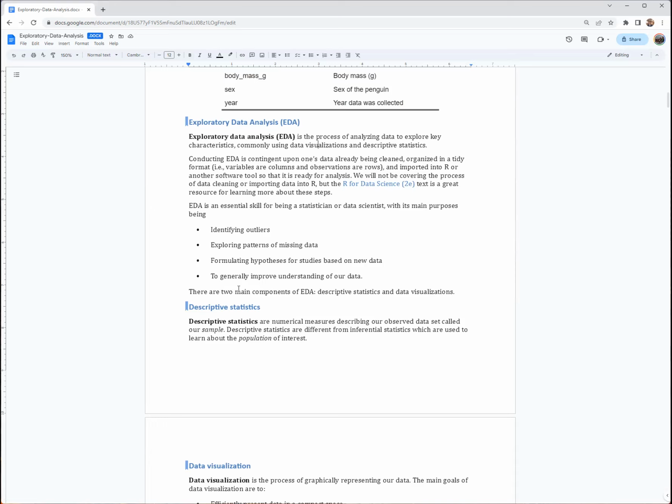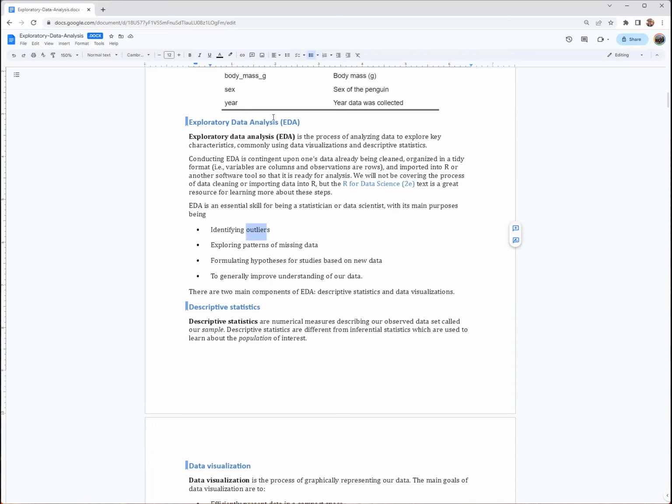EDA is important because it helps us identify extreme or unusual values in our data set. Sometimes these are due to miskeys, or they can just be unusual values, which we may consider excluding if we're trying to make accurate predictions, depending on the context. And we refer to these extreme or unusual values as outliers in statistics.